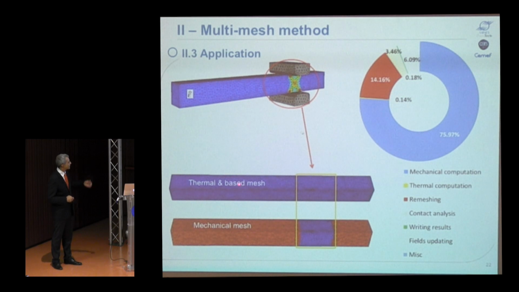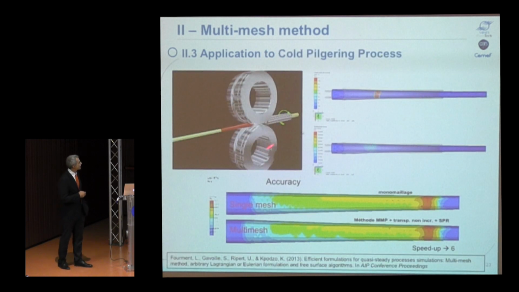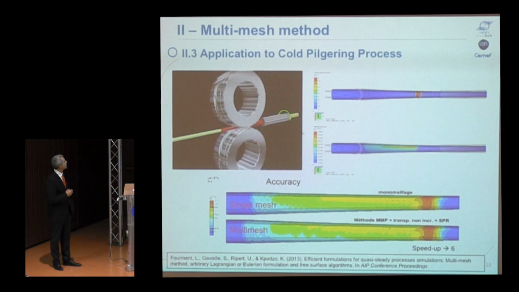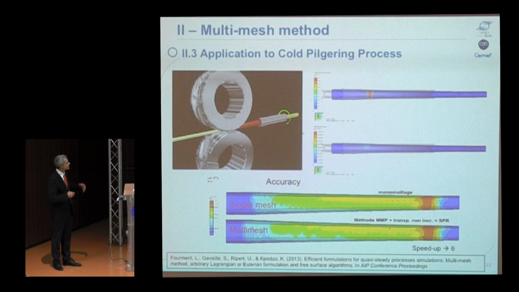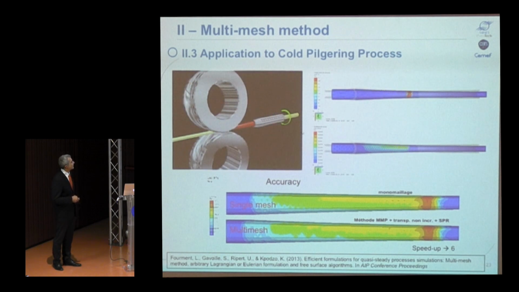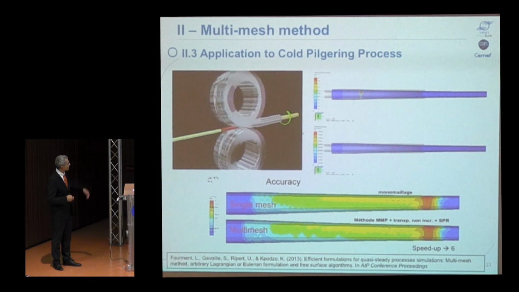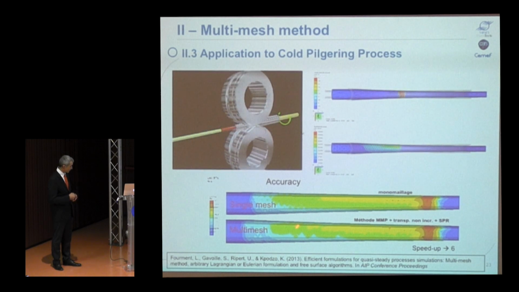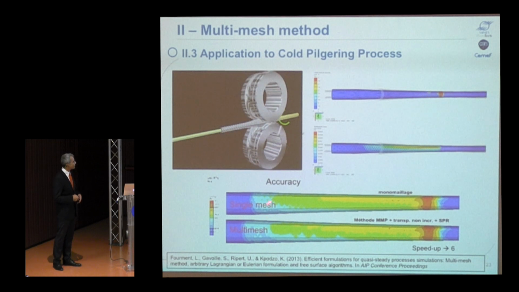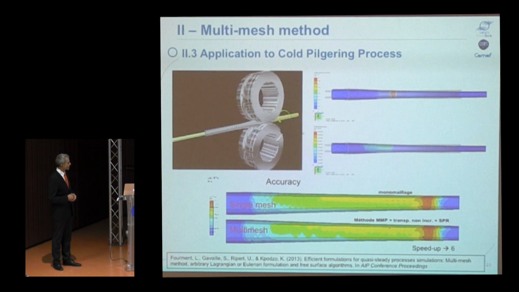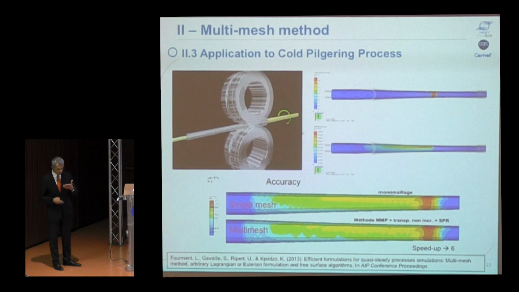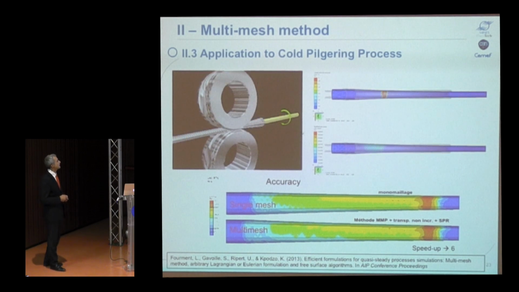In that case, we have only two meshes, a thermal mesh, which is uniformly refined, and a mechanical mesh, which is refined under the die. And the base mesh is equal to the thermal mesh. First, we apply this to a rather complex problem, which is called picturing process. It's like a rolling, but a rather complex rolling with a complex history, and if we look at the stress field, we have a good agreement between the multimesh method and the reference method, showing that the remapping technique is working properly.